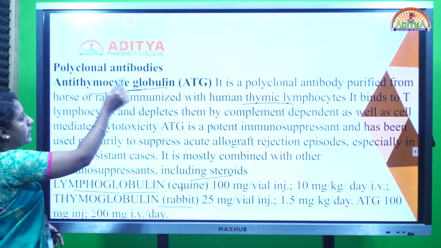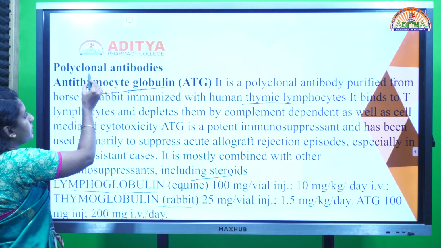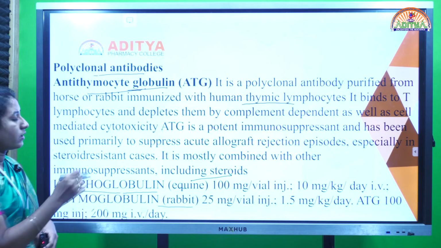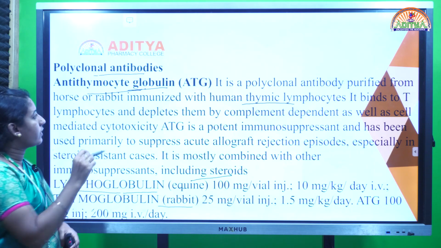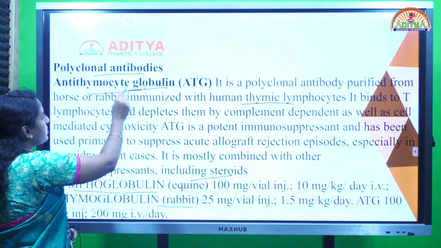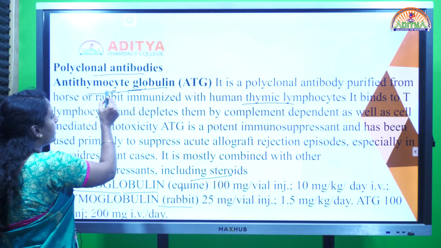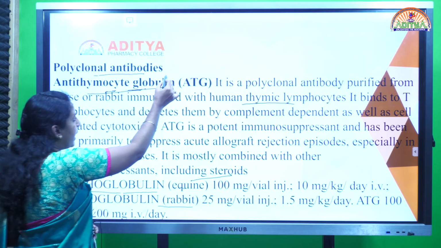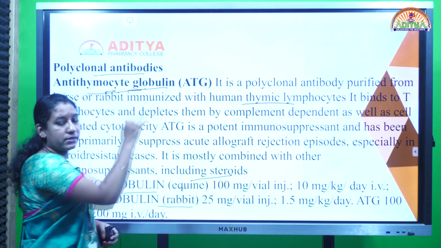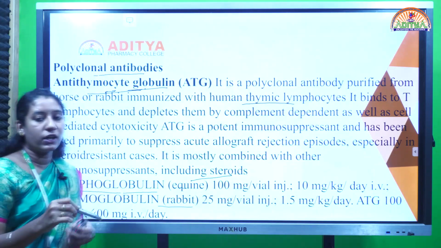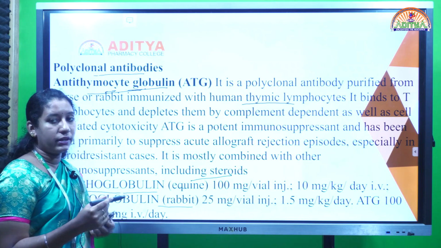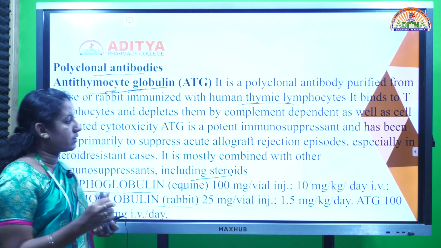So polyclonal antibodies. In these polyclonal antibodies, the first drug is anti-thymocyte globulin. It is nothing but an antibody that binds with the T lymphocytes and depletes them. If T lymphocytes are depleted, there will be no initiation of the immune responses.